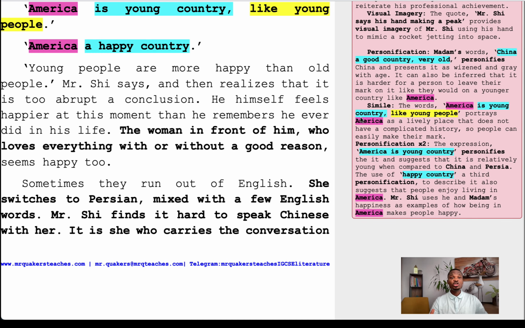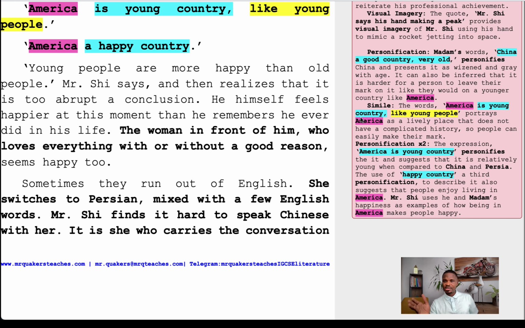Then we also see the use of twin personifications in this portion, both from Madam and also from Mr. Chi. Now, one of the funny things I found in the story, especially in this portion, even though it gets a bit serious towards the end, is that Mr. Chi never asks Madam her name. So he refers to her as Madam.